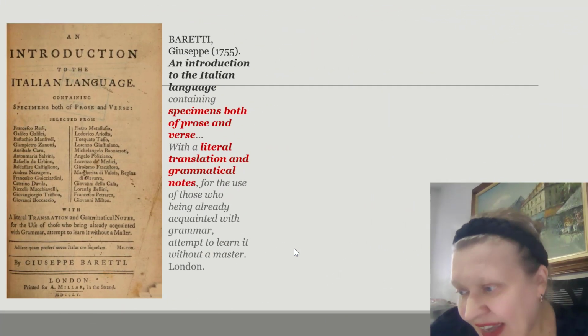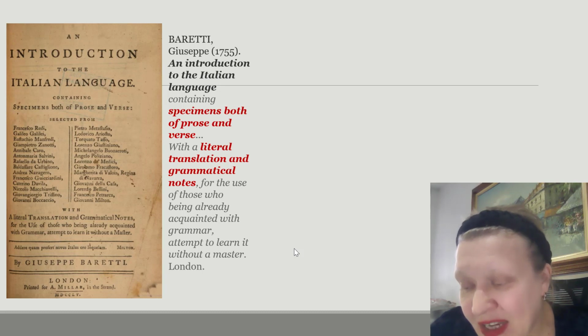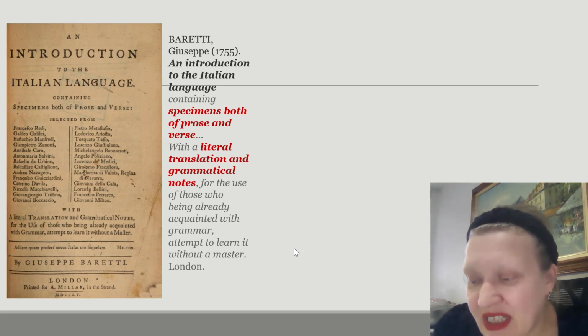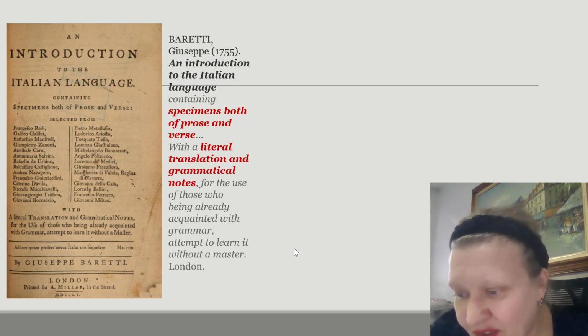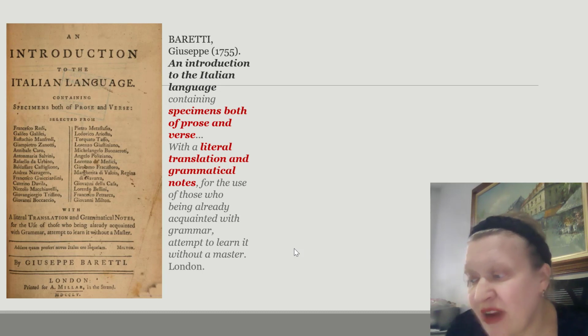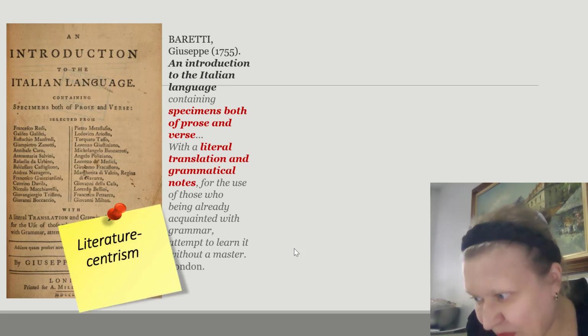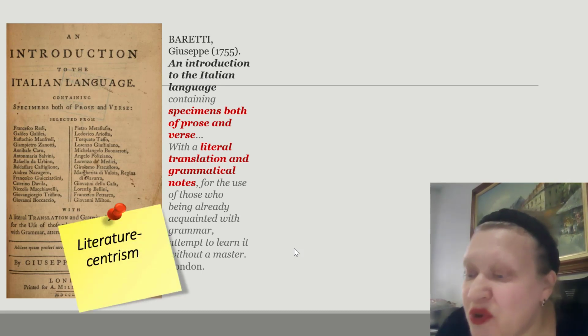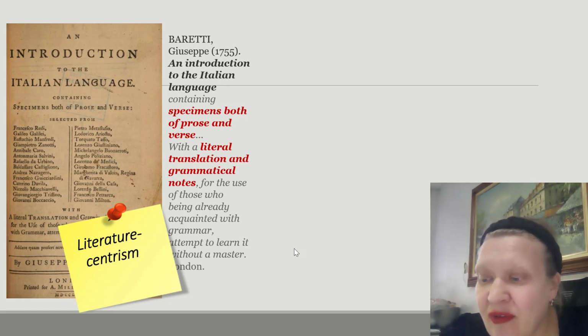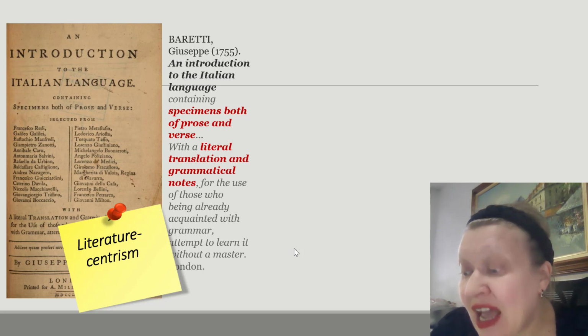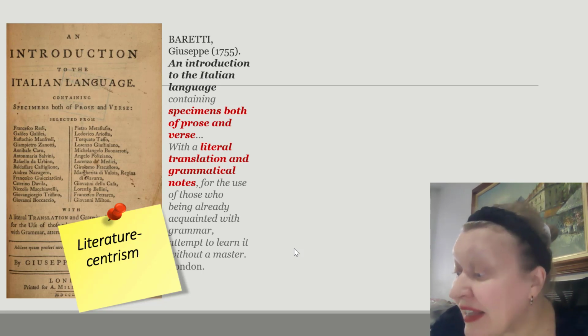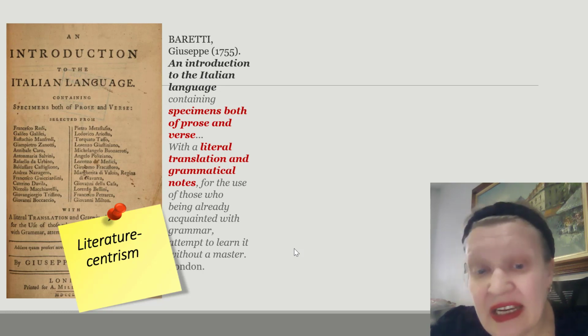The Italian textbook by Giuseppe Baretti, an introduction to the Italian language, published in 1755, provides a lovely illustration of literature-centrism. The textbook suggests progressing in Italian by reading, I quote, specimens both of prose and verse written by famous Italian authors. These specimens are accompanied with a literal translation and grammatical notes.